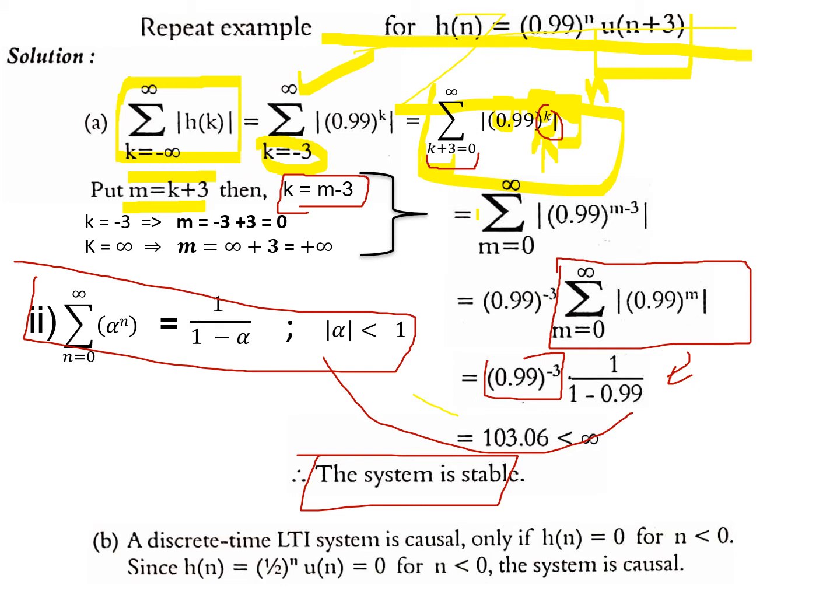this property, that is causality and memory? For that, let us go to the next slide. See, now a system is causal if h of n is 0 for n less than 0. If I draw the graph of the impulse response, there should not be any value for n less than 0. If there is any value for n less than 0, that system is non-causal. If values of h of n are 0 for n less than 0, the system is causal. Let us see what is the case.